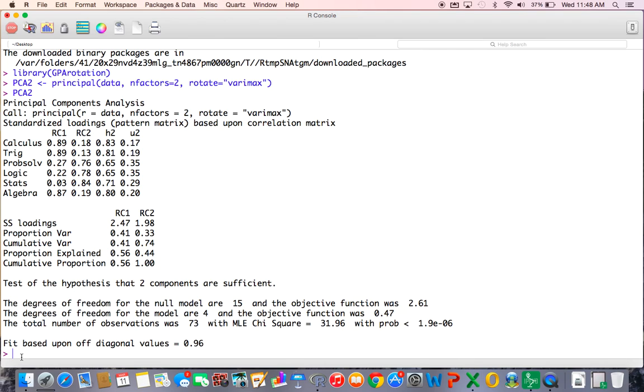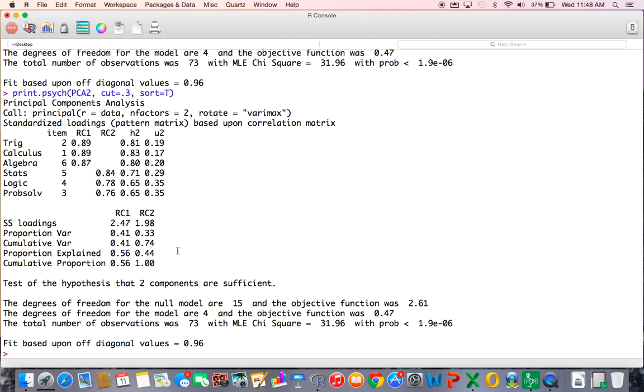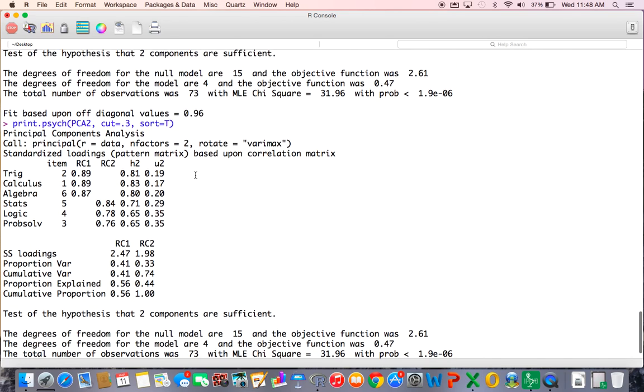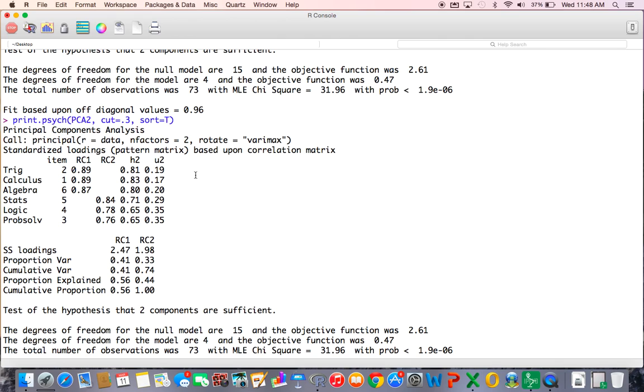Something that might help, given such an emphasis on the loading being greater than 0.3 dictating what loads on what component, is the print psych option. We can run it for PCA2, where cut is equal to 0.3 and sort is equal to TRUE, and this is just going to put it from high to low. What happens then is it gives me a better visual on what's actually loading.